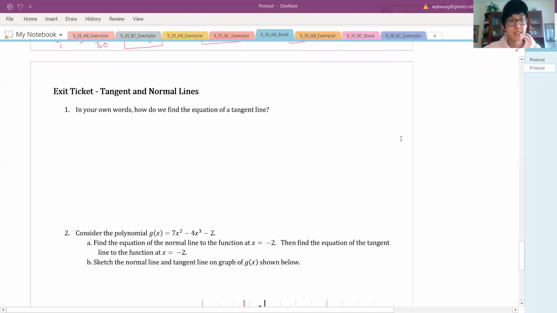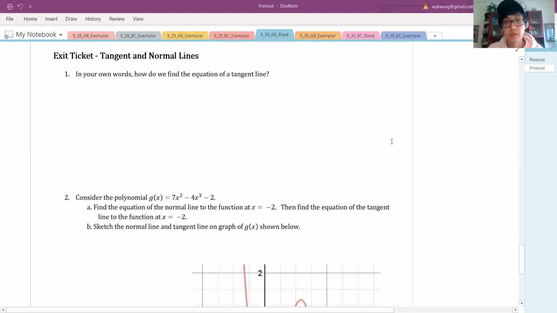The first question you have on the exit ticket is, in your own words, how do we find the equation of a tangent line? I'm going to mainly let you come up with your own definition for this. I'll say though for this explanation, it would be very important you have these terms at least written out.